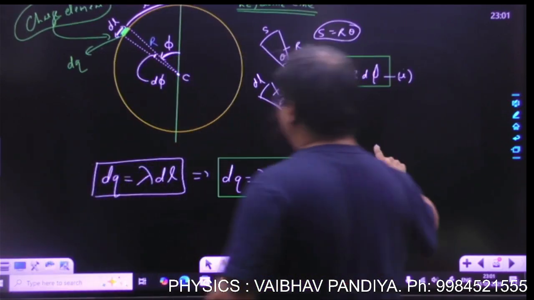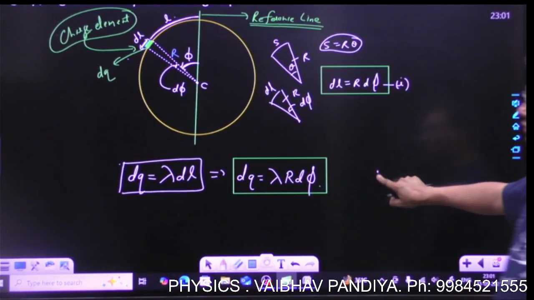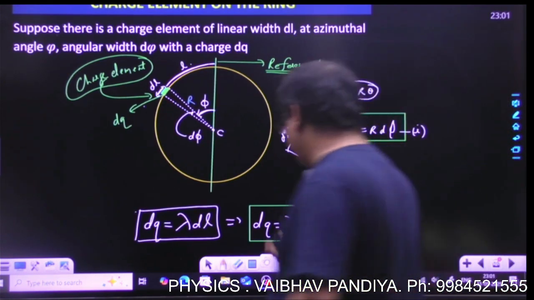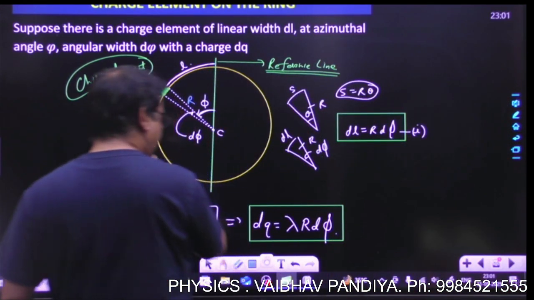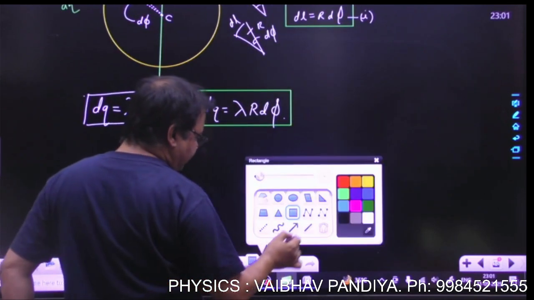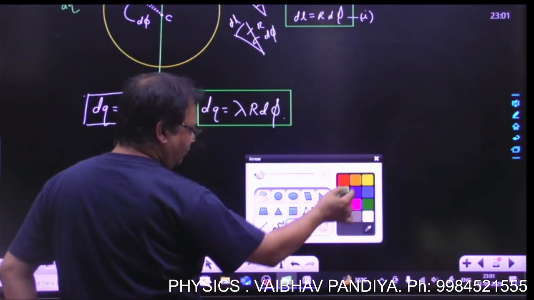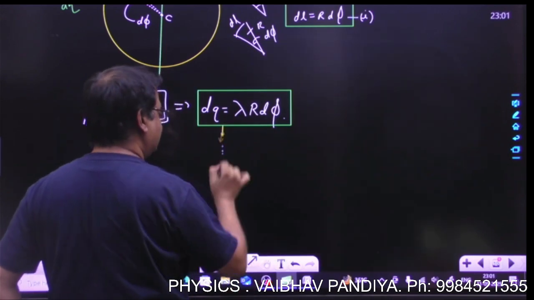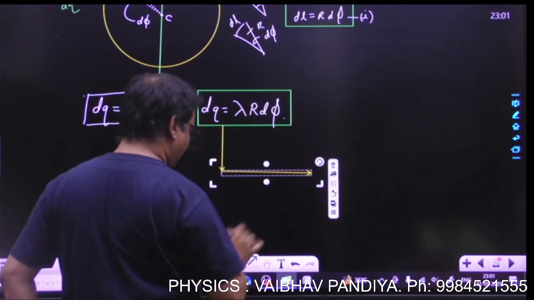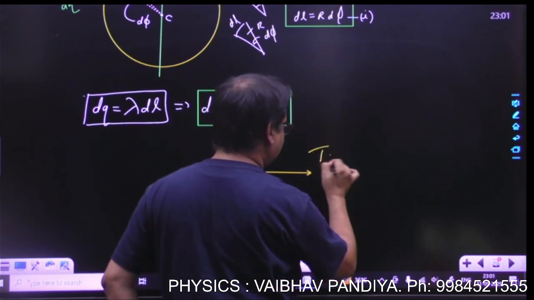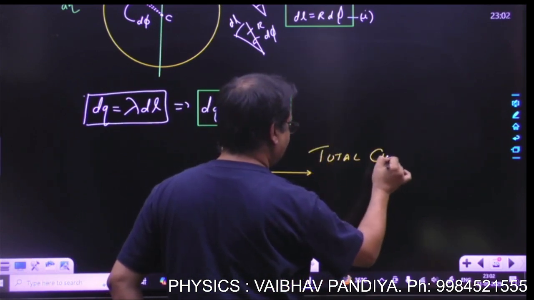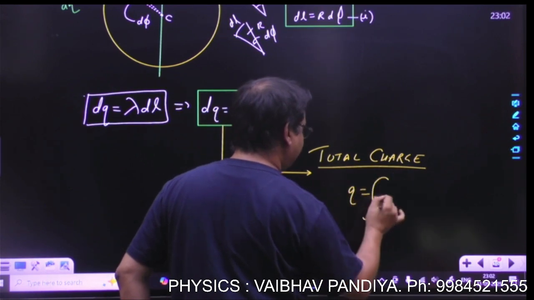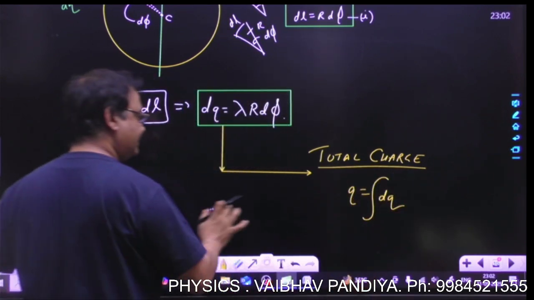Okay. This is how we write the charge on an element of the ring, lambda r d phi. D phi is what? The angular width. Lambda is what? The linear charge density. Now see, it depends what the subsequent step is. It depends which quantity we have to find. Now suppose you are finding the total charge. So it would be simply the integral of dq, correct?